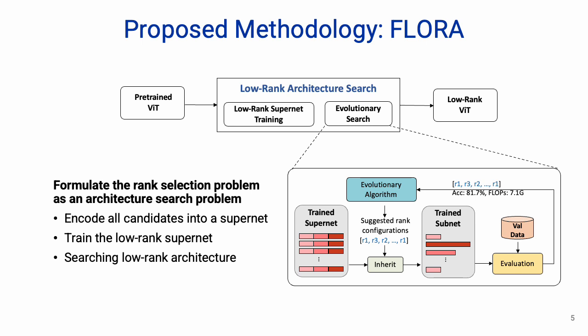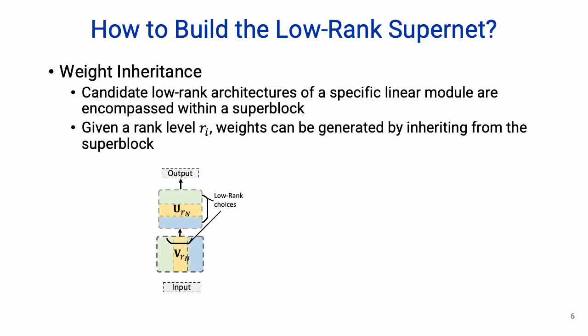Thanks to the well-trained supernet, the performance of each individual low-rank architecture can be rapidly evaluated during the evolutionary search process, which allows us to bypass the need for a separate, time-intensive training process to evaluate a single architecture.